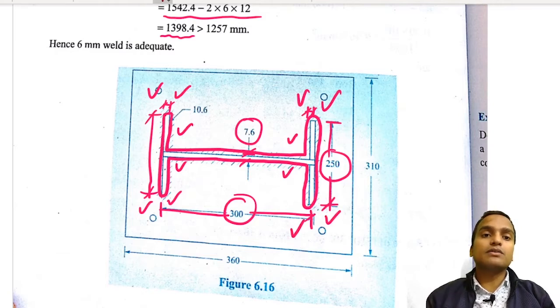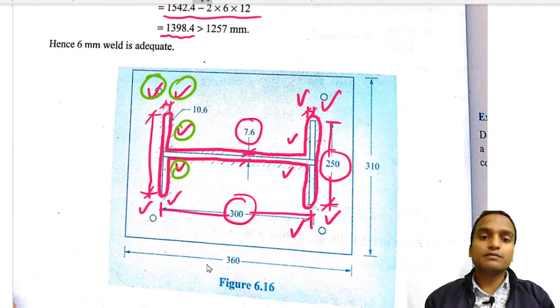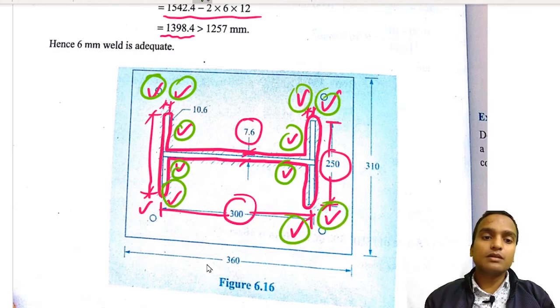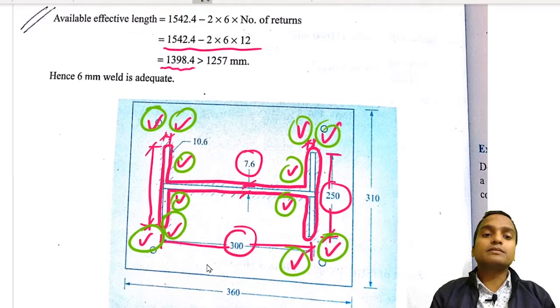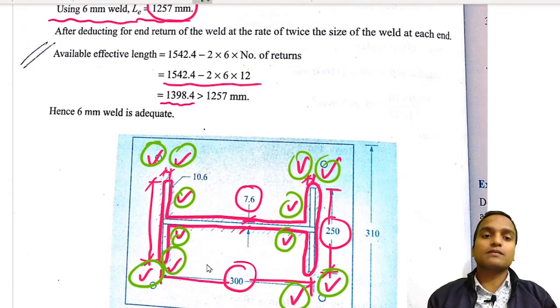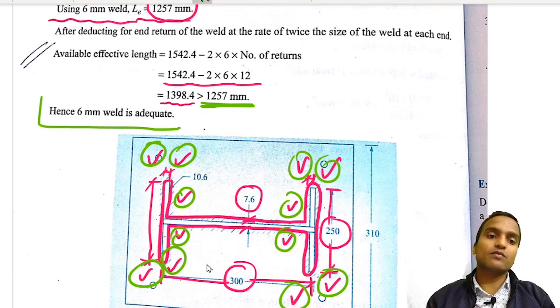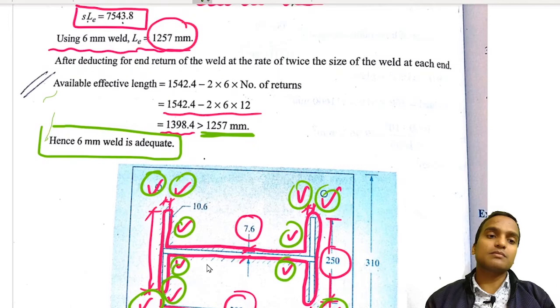All these end returns you have to count. 1 2 3 4 5 6 7 8 9 10 11 and 12. That's why 12 times 2s you have to subtract from the actual length to get the effective length, and this is greater than the required effective length of weld. So that's what we want. That's why we provide 6 mm weld in this case of slab base. All right. So this is how we design a slab base.